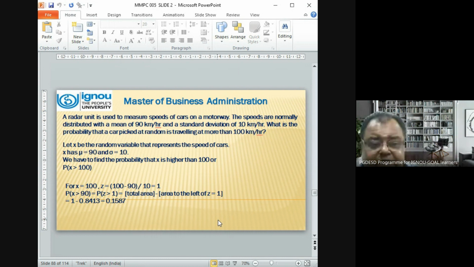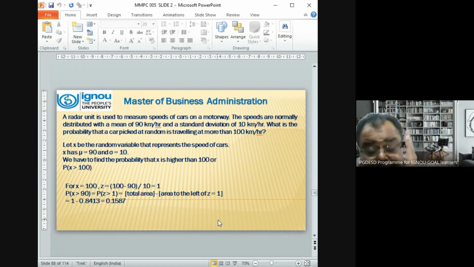P Z greater than 1. That is total area minus area on the left of Z equal to 1. This area to the left of Z will be given to you in the problem. The value, that is 0.8413, will be provided to you in the question paper. Straight away you have to calculate 1 minus 0.8413, which comes out to be 0.1587.